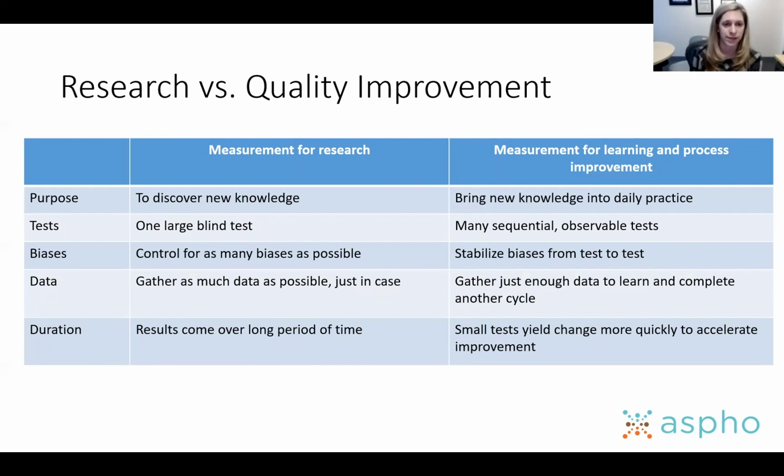For measurement, for the sake of research, we try to control for as many biases as possible. And in QI, we don't try to control for biases. We just try to hold them stable from test to test. In research, we gather as much data as is possible. But in QI, we really just gather enough data from which we can learn so that we can move ahead and if need be, go into our next cycle of PDSA. Research comes over a long period of time, whereas in PDSA type of cycles and in QI, we do small tests to yield change quickly and to move iteratively towards improvement over time frames that are smaller.